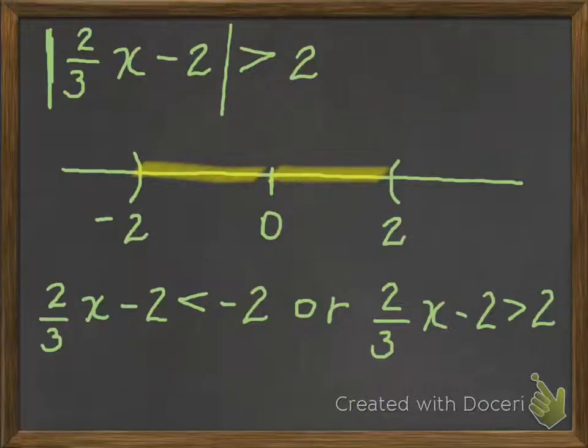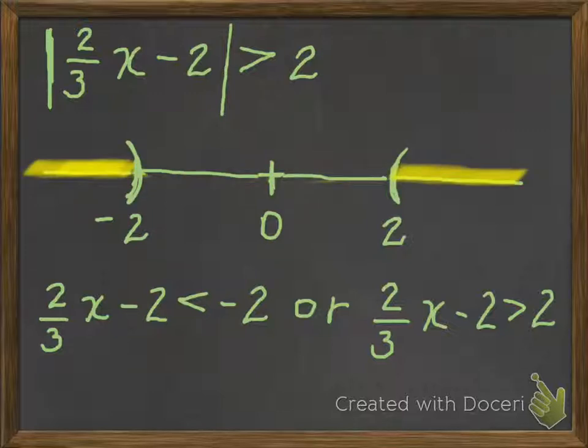Now here's the region again. Instead of the middle portion being shaded, we have the outer areas being shaded to the left of -2 and to the right of 2. So that helps us now remove those absolute value symbols. If we just translate the graph, we've got the expression being less than -2, or the expression could be greater than 2.